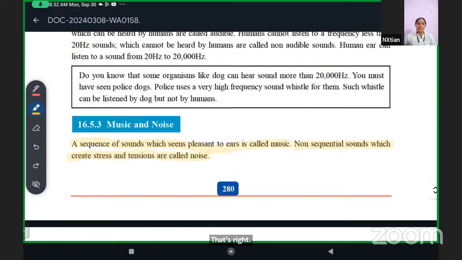Can you give me an example of a sound that is music to you and a sound that is noise to you? Can you think of one example of a sound that is music to you, and another sound which is noise to you? Yes, Abraham, say.